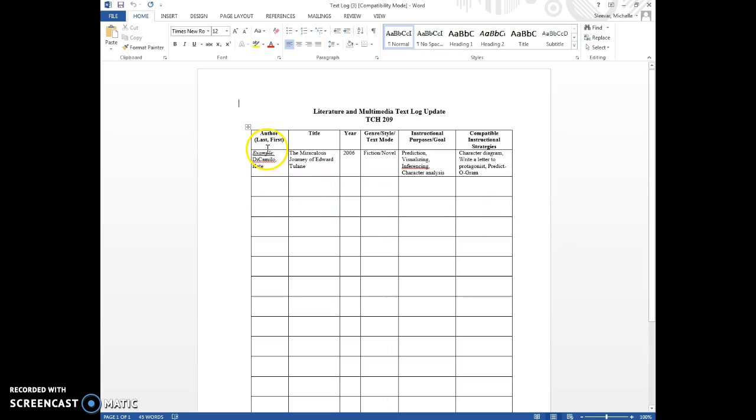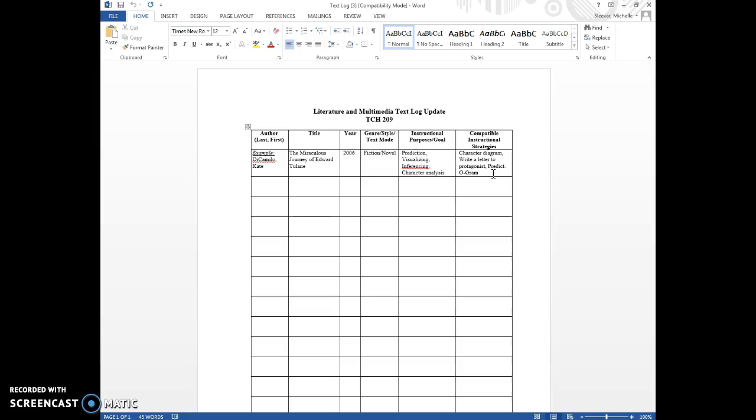You can see here you're going to fill in all of these columns with the author, with their name last, comma first, the title of the book that you plan to use, the year it was published, and then the genre and style or text mode, so if it's fiction and if it's a novel or a picture book, instructional purposes or the goal that you are addressing with that particular book, and it can be a couple of goals, and then the compatible instructional strategy. So the strategies that you researched, what books do you plan to use those strategies with?